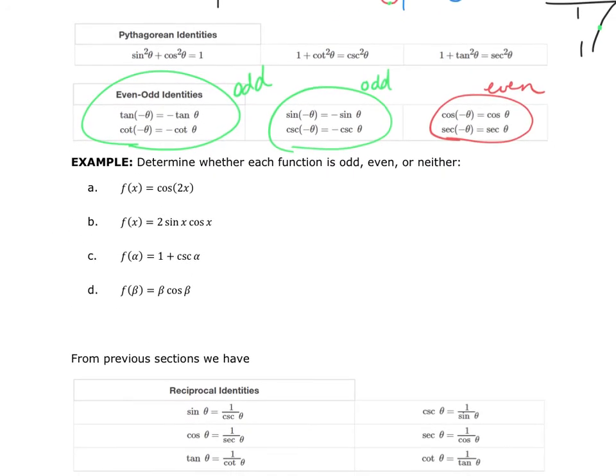So if we're trying to determine whether or not they're odd or even, I know that cosine of 2 times negative x is going to give me the same thing as cosine of 2x. So cosine of the angle is still even.